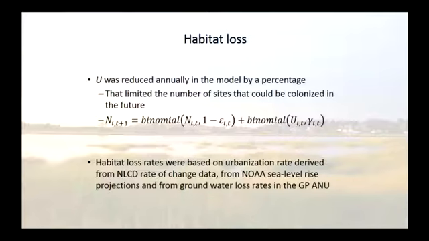And so to do that, we had the habitat loss rate, and this was to try to mimic those sea level rise problems or that hydrology problem in the Midwest. Where we basically just over time would reduce the universe of possible sites that could be colonized or could be occupied. So each time step, U was reduced by a percentage as you march through into the future.